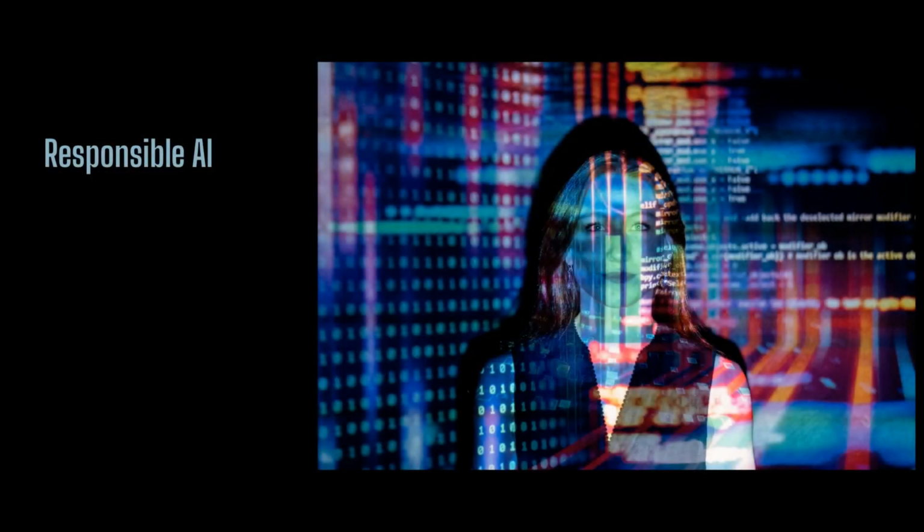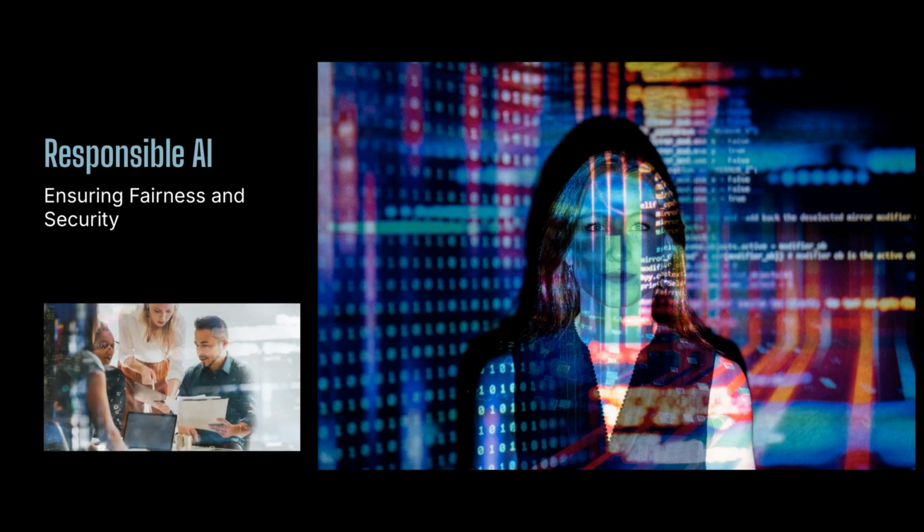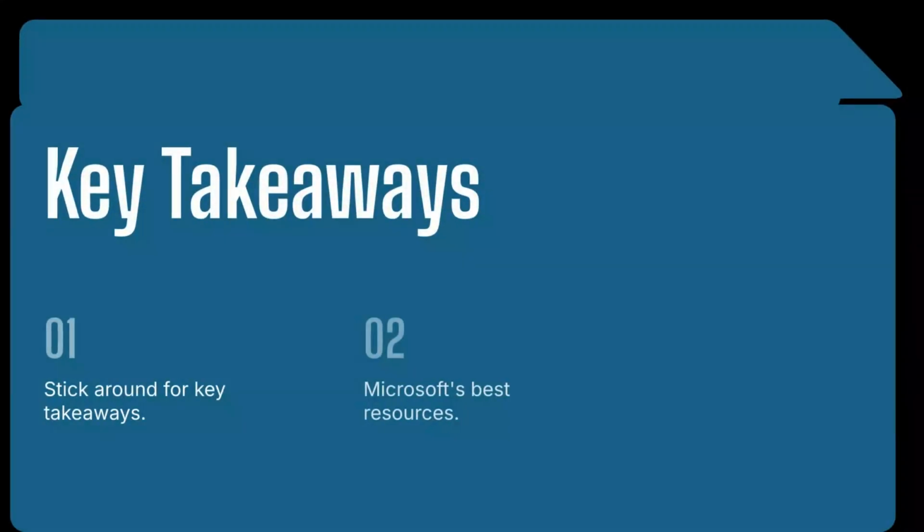Responsible AI. It's important for software engineers to consider the impact of their software on users and society in general, including considerations for its responsible use. When the application is imbued with artificial intelligence, these considerations are particularly important due to the nature of how AI systems work and inform decisions, often based on probabilistic models, which are in turn dependent on the data with which they were trained. Stick around to the end for key takeaways and Microsoft's best resources to dive deeper.